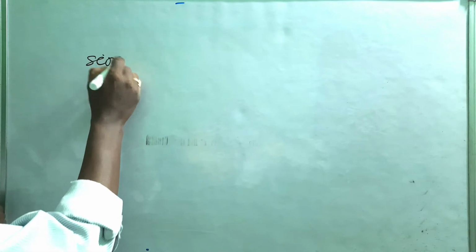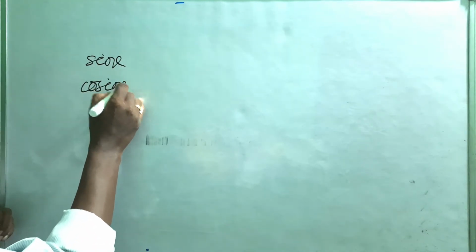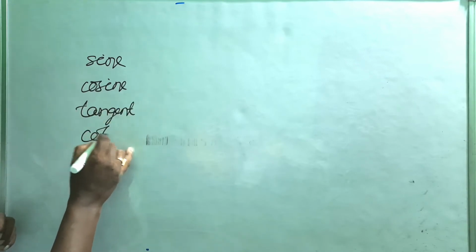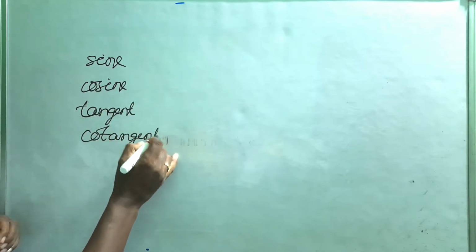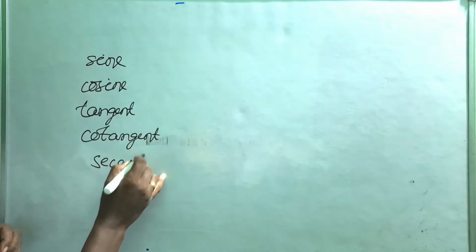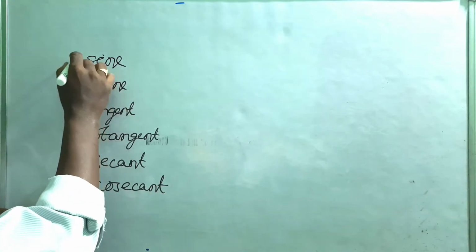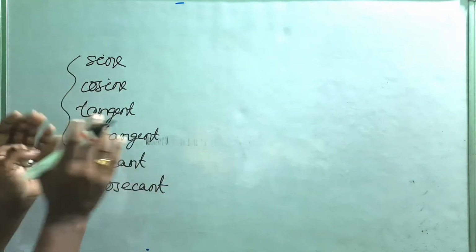Today we are going to learn what is trigonometric ratio and what are its applications in our day-to-day life. You know, in trigonometry there are 6 different types of trigonometric functions. What are they? Sine, cosine, tangent, cotangent, secant, cosecant. Okay, now these are the 6 trigonometric functions.